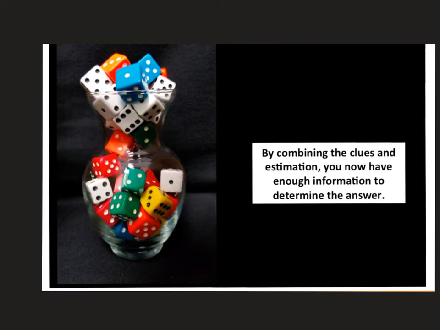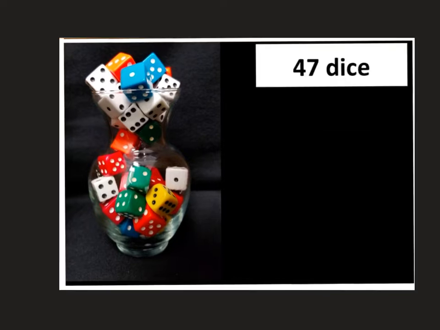So combine the clues. Make sure you have your estimate written down. If you need more time, pause. And there are 47 number cubes in that vase. Raise your hand if you had that. Just kidding. I can't see you.